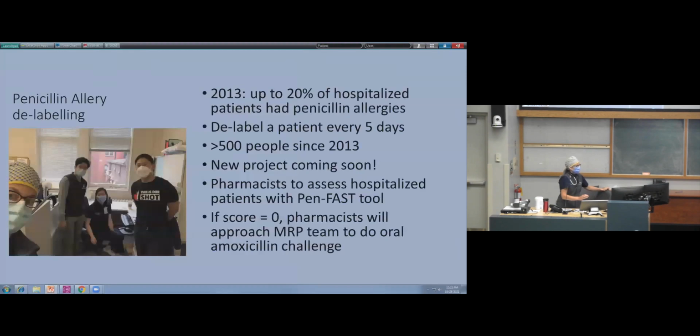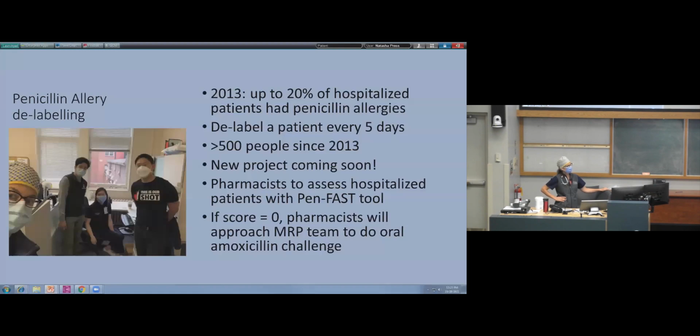First of all, I was lucky enough to get a selfie with the penicillin delabeling team, which is antimicrobial stewardship and pharmacy. I just want to tell you a little bit about what they've been doing in patients. About 8 years ago, they did a point prevalence study. What they found was that 20% of patients who were hospitalized at that time had a label of a penicillin allergy. Since then, over the past 8 years, they have been delabeling patients at a rate of about one every 4 to 5 days. In fact, since 2013, they've delabeled over 500 patients.